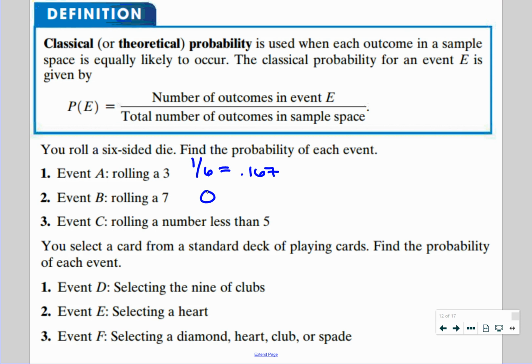Probability of rolling a number less than 5. 4 out of 6, or 2/3, or 0.667.